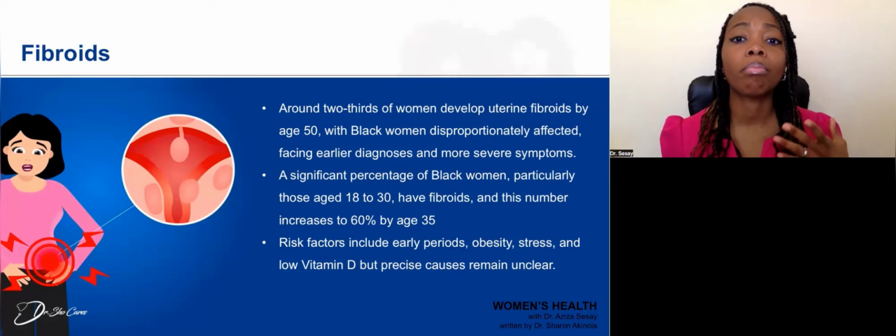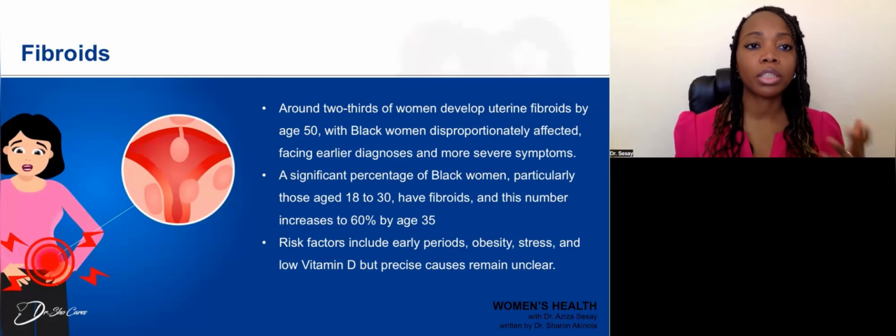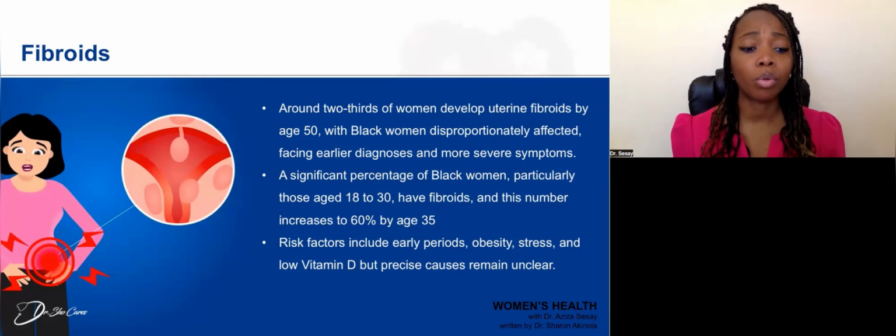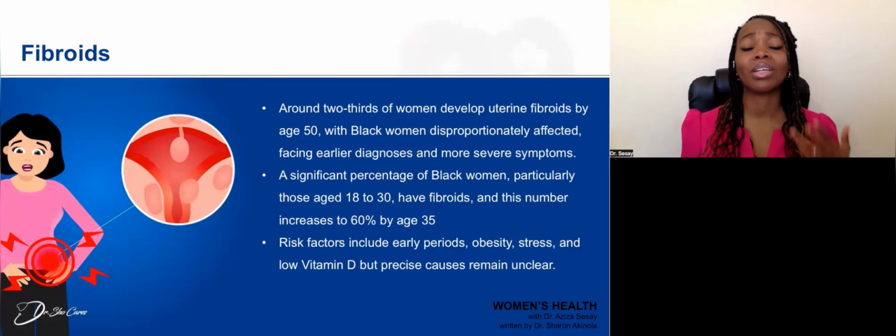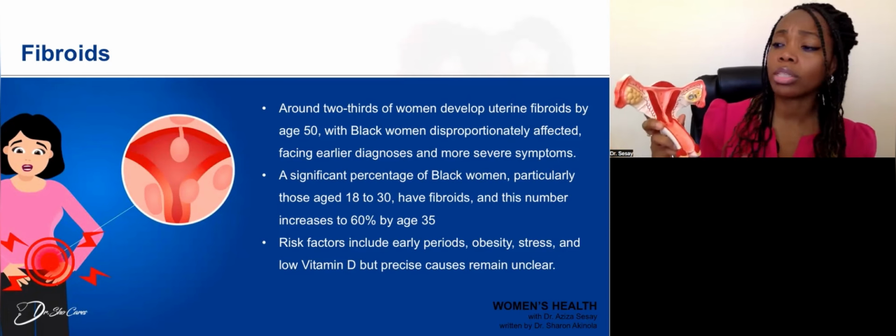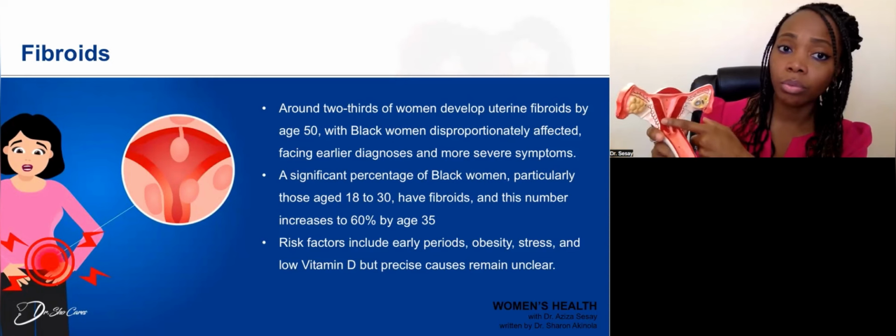Black women are much more disproportionately affected. We're more likely to be diagnosed at a younger age. We have more fibroids, bigger fibroids, and also our symptoms are much worse. Fibroids are what we call benign, harmless growths that occur inside the muscle layer of the womb.